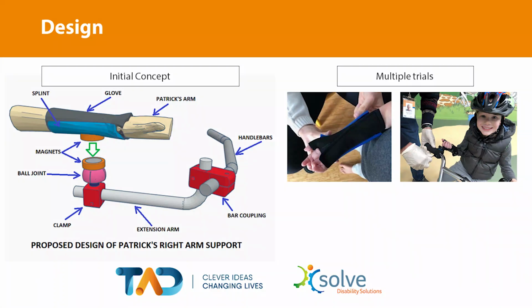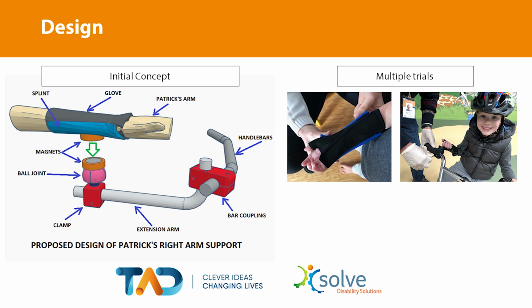And this was a really big process in terms of coming up with ideas together, thinking about function, thinking about appearance, creating prototypes for Patrick to trial, and then making adjustments based on feedback and observations. So you'll see the initial concept that everyone agreed on. You'll see Patrick's arm in a fabric glove to provide padding against a lightweight 3D printed support based on measurements of his arm. A magnet that could be easily detached on a ball joint for it to move independently to the handlebars, and this is all connected via some more 3D printed clamps and parts to the handlebars.